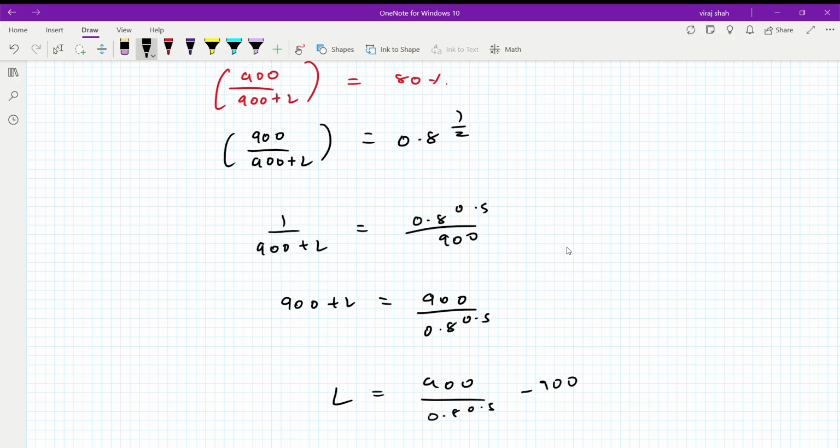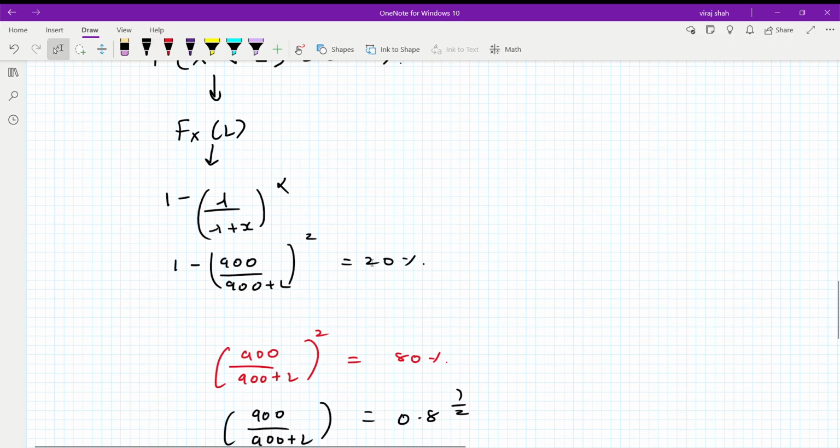Let's work this out in your calculator. It would be nothing but 106.23. This indicates that if you keep 106 rupees as your policy excess, then the claims which are going to come are going to reduce by 20%.